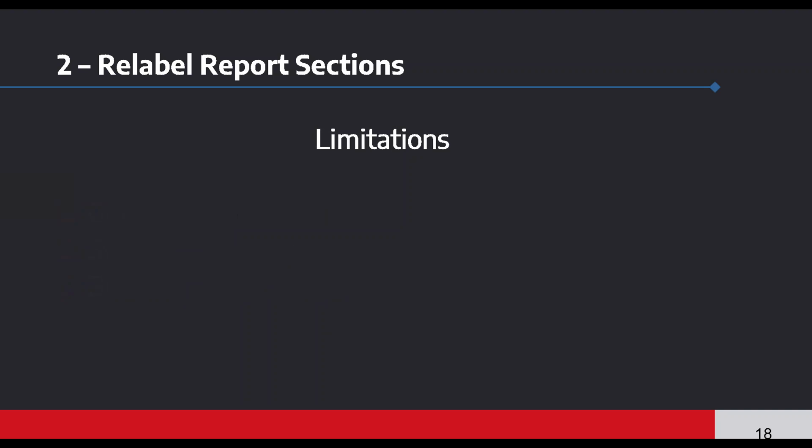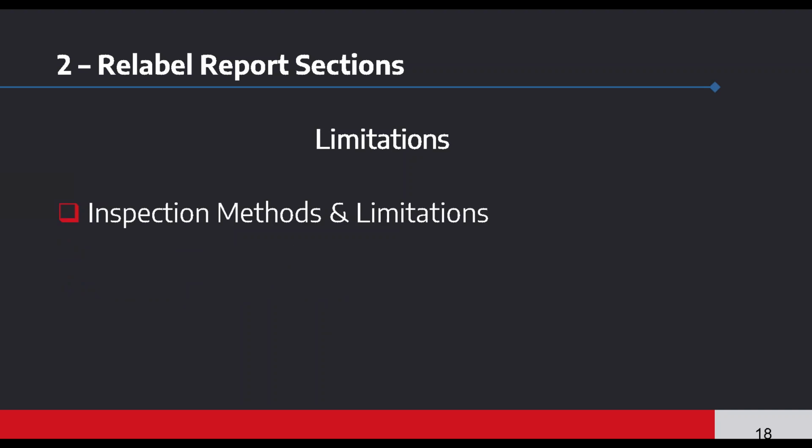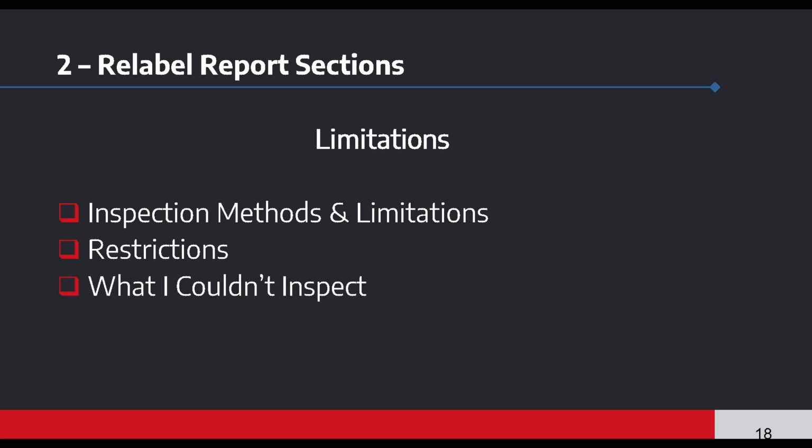For limitations, I agree with Carson Dunlop in calling it inspection methods and limitations. A little bit long on the tongue, but it actually speaks more to what it is. We're describing the method of inspection on the roof. Limitations are more situational and hopefully few and far between. I've also seen it called restrictions, which I don't mind. I think it's straightforward. I've even seen "what I couldn't inspect," which, I give the guy credit, was not necessarily what I would call it.